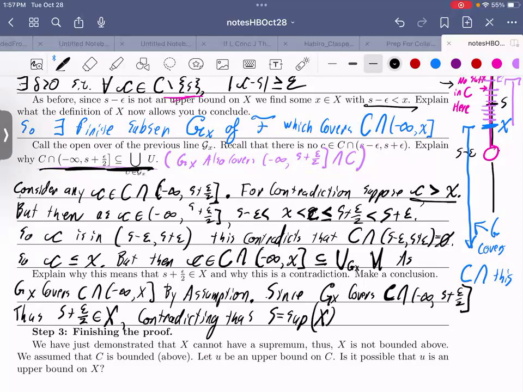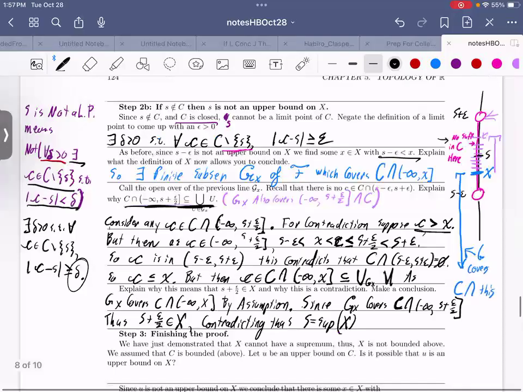All right, so let's remember what we were doing. So we got a contradiction if s is not in C and a contradiction if s is in C. That means s just cannot exist. So we have just demonstrated that X cannot have a supremum. But X is not empty. Every set that's not empty and bounded above has a supremum. That means this set X could not have been bounded above. So X is not bounded above.